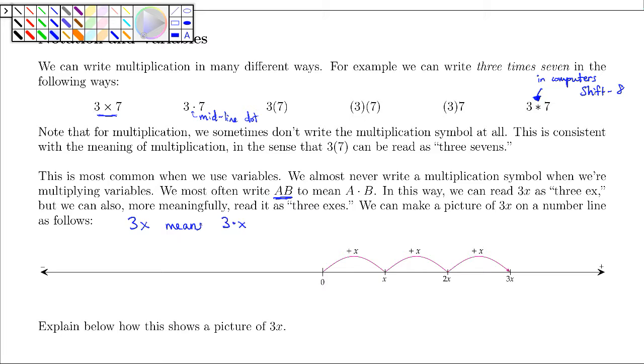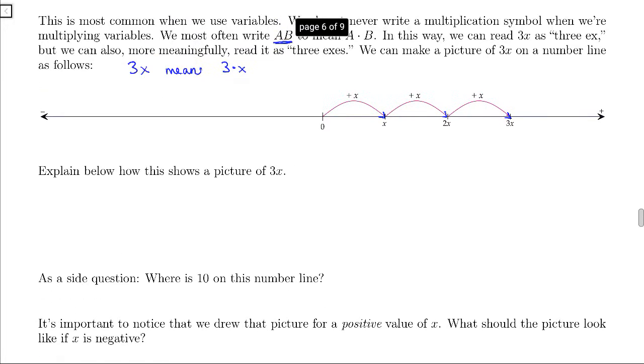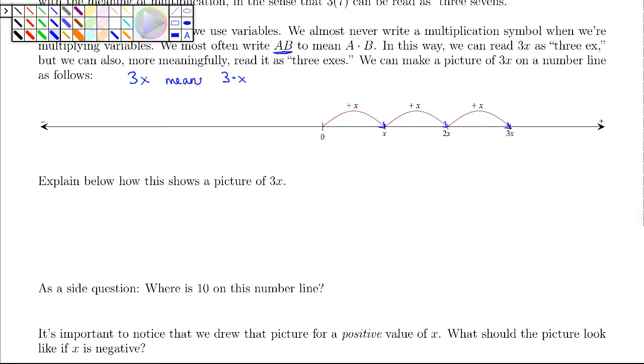And so here's a picture of this. If x is a variable, and we don't know where x is on the number line, I'm just going to say here is x, and here's what it looks like to add an x, and here's what it looks like to add 3 x's. Whatever the scale is on the number line, if this is what x looks like, then I know that this is what 3 x's looks like. All right? So as a side question, where is 10 on this number line? Think about that for a minute.